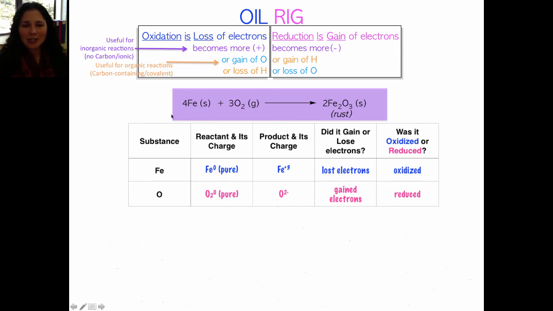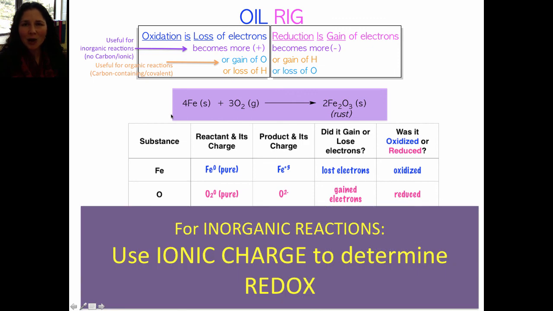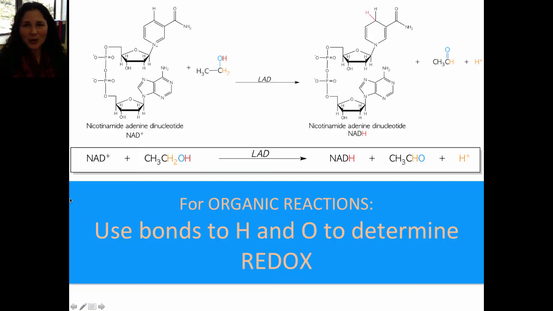Anytime you have an inorganic reaction, you are going to pay attention to ionic charge to determine redox. You determine the charge of ions using the periodic table or inferring the charge of transition metals from the formula, just as you learned when naming ionic compounds. If you're doing an organic reaction, however, you need to use the second set of rules, and you will only pay attention to the gain or loss of hydrogen. For organic reactions, you use bonds to hydrogen and oxygen to determine their redox.